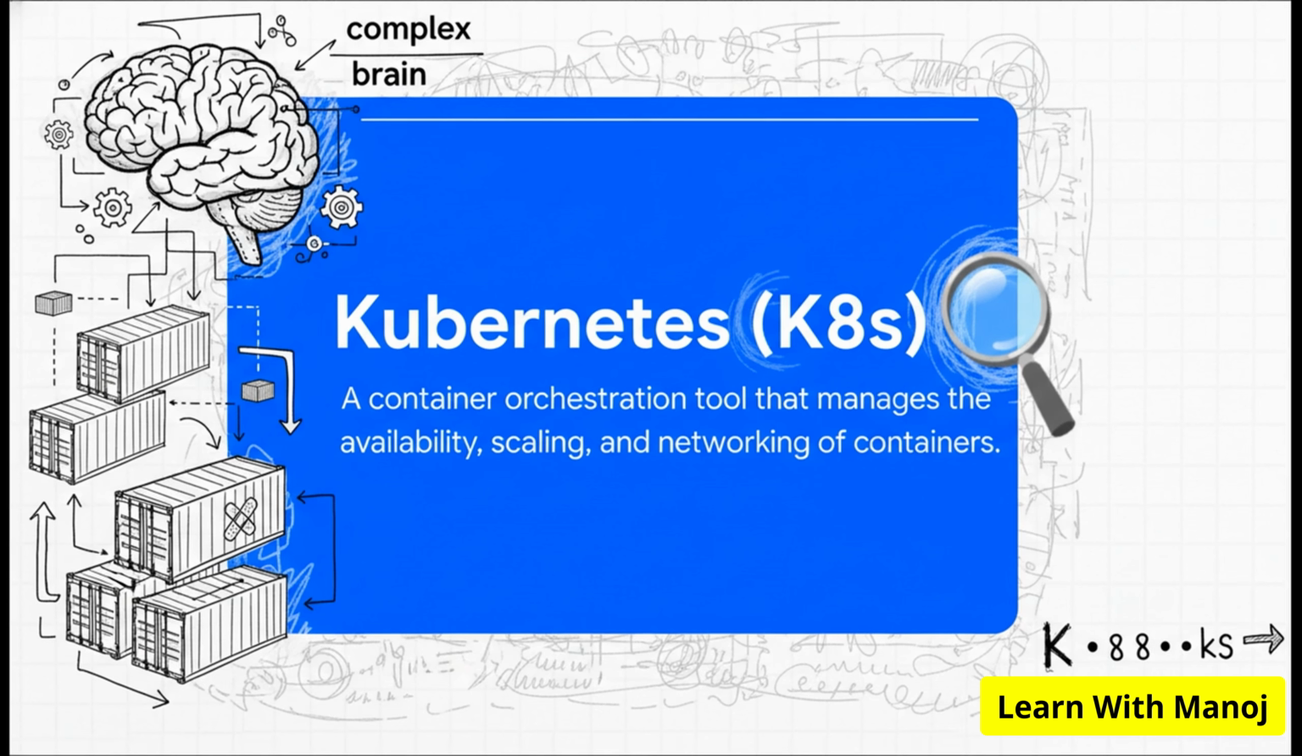And here's a little pro tip for you. You'll often see it written as K8s, just K, the number 8, and S. Why? Because there are 8 letters between the K and the S. It's just a cool shorthand everyone uses.